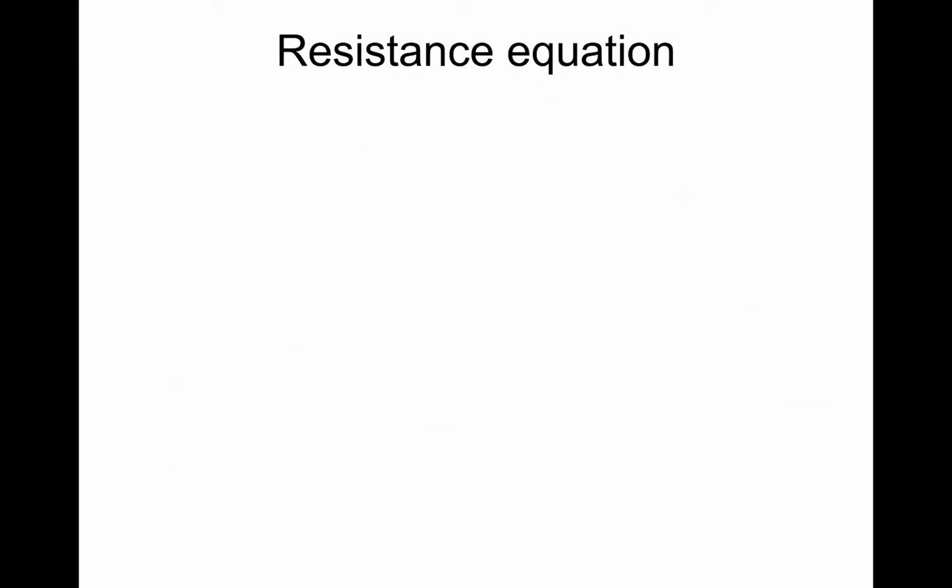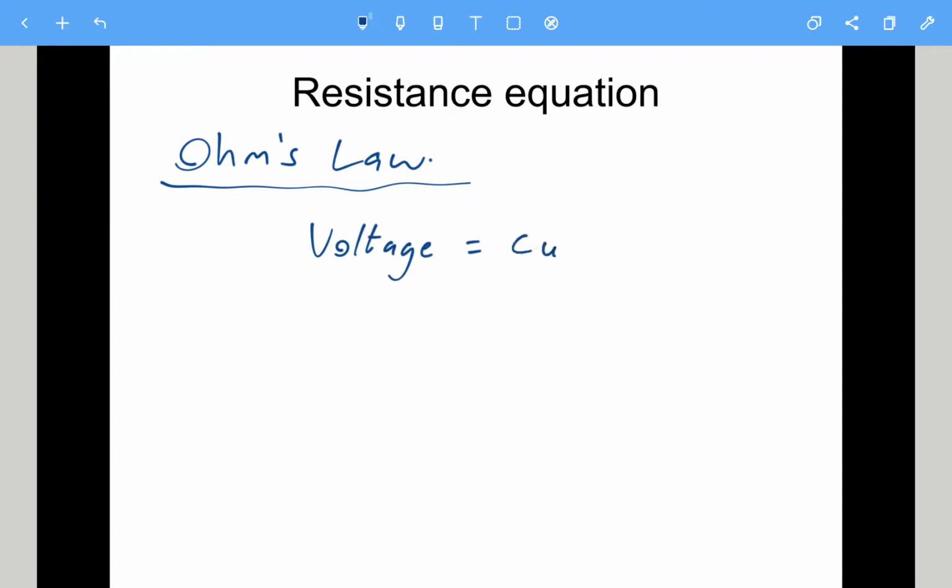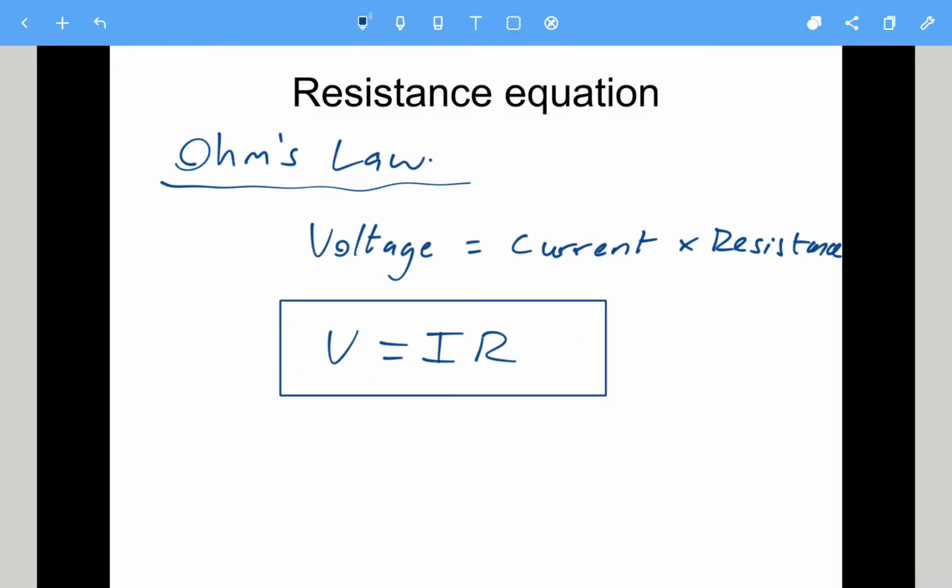Right, so the resistance equation, let's have a look. The resistance equation is otherwise known as Ohm's Law, and the equation is voltage is equal to current, electrical current, multiplied by resistance. Obviously, when we do our calculations, we're not going to write this out every time, so shorthand is V equals I times R, or V equals IR. Try and put a box around that, there we go.